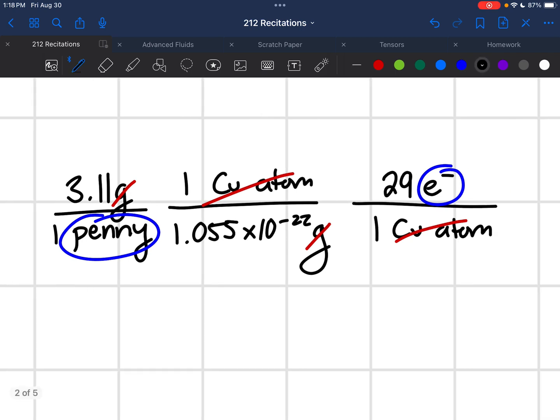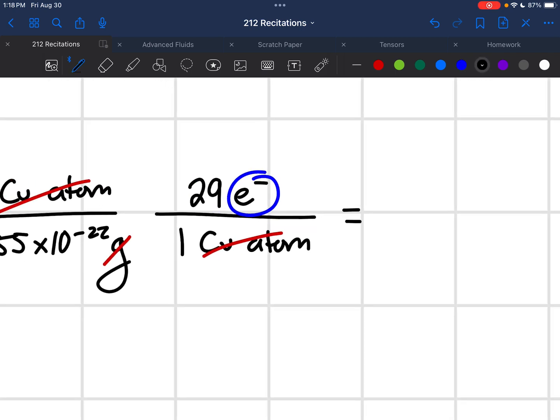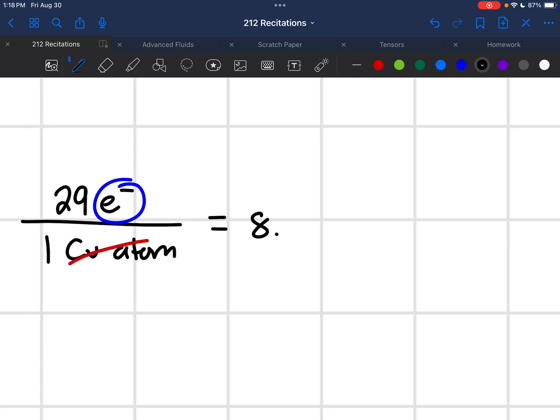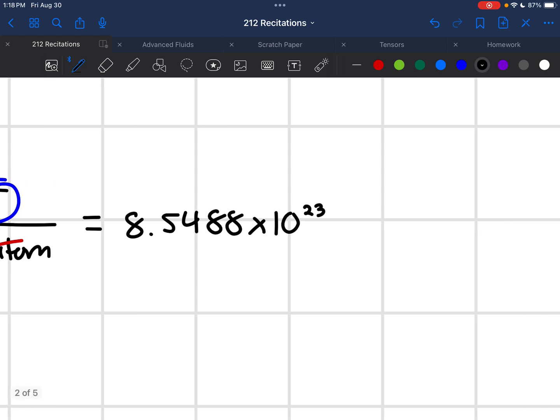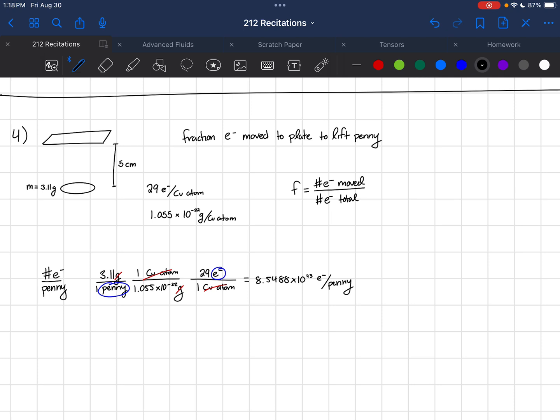If I multiply this all the way across, I'm going to get 8.5488 times 10 to the 23 electrons per penny. So that's step 1, done.